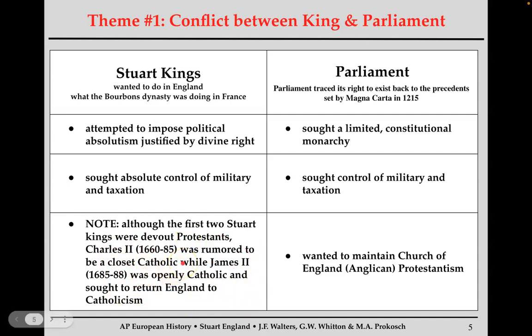But after the English Civil War, after Cromwell is dead, the next two Stuart kings, well, one of them will be a closet Catholic, Charles II, and then his brother, James II, is going to be an overt, open Catholic, and that's going to lead to eventually the Glorious Revolution in 1688. So just note the first two Stuarts, Anglican, second two Stuarts, one of them potentially being a closet Catholic, the other one definitely being Catholic, leading to the Glorious Revolution.